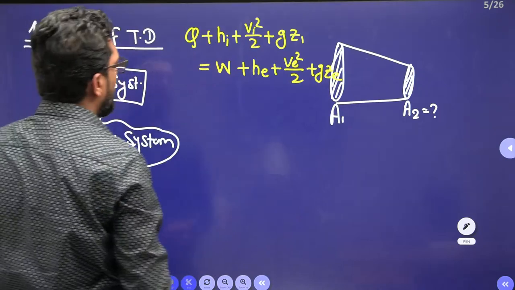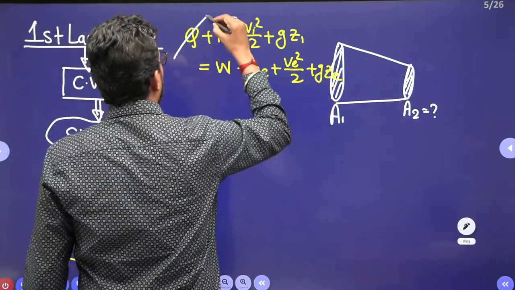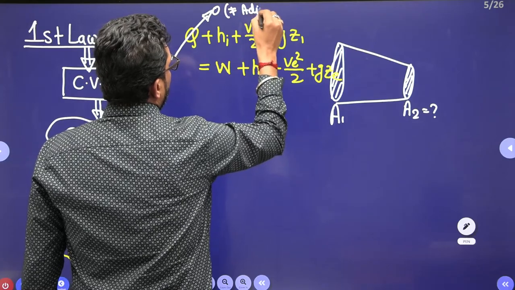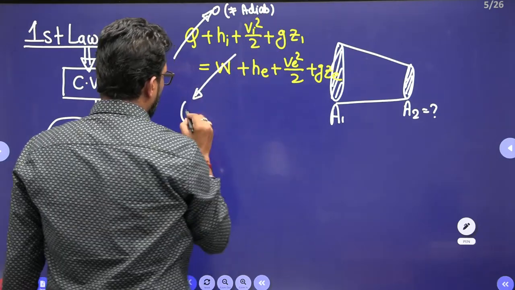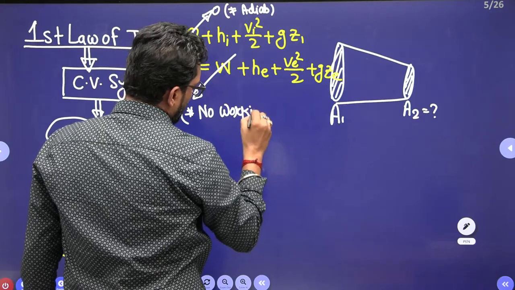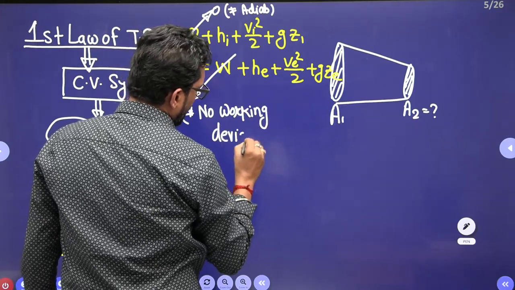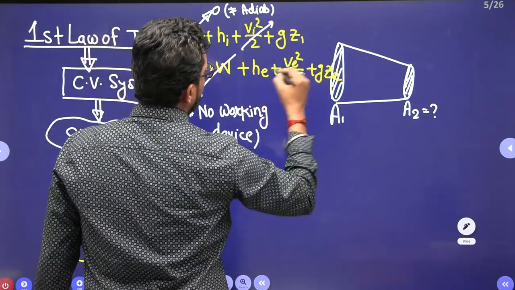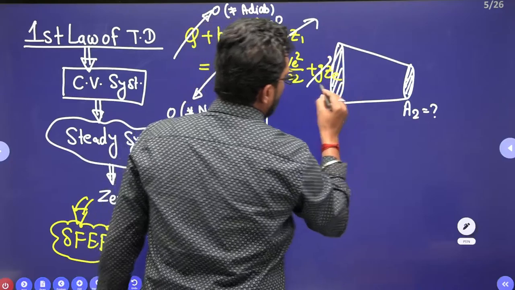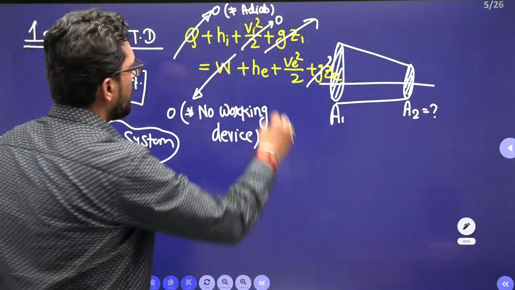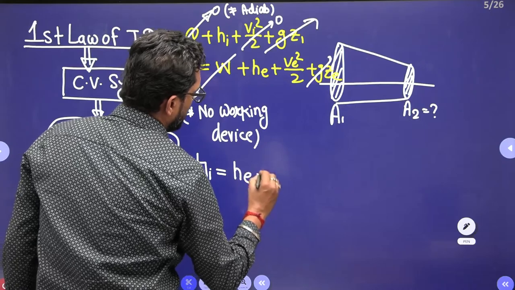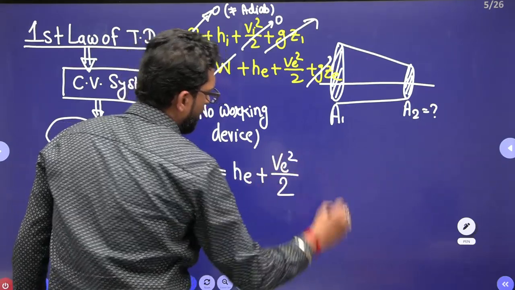Now, beta, there is no heat transfer, it is adiabatic. No work transfer, that means W is 0, no working device. And the change in kinetic energy at the inlet is 0. There is no change in potential energy, because this is in a horizontal manner. So what is the equation, beta? See the beauty: H1 is equal to H2 plus V2 square by 2.